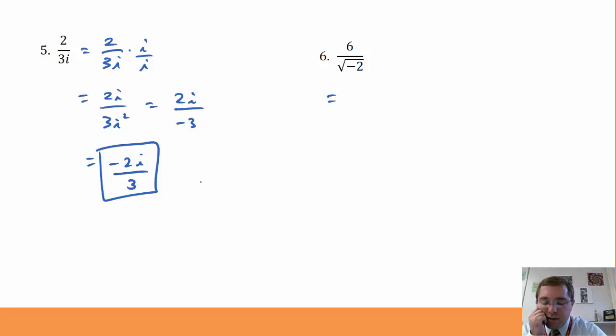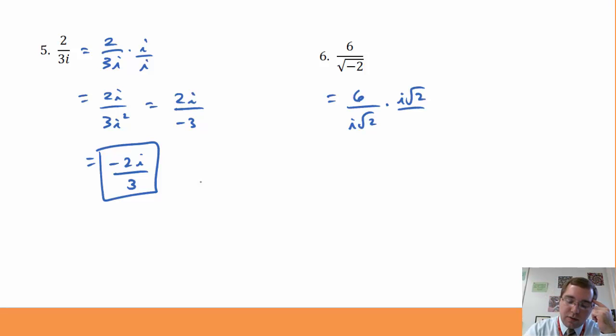Number 6, 6 divided by the square root of negative 2. Let's get it in terms of i. The square root of negative 2 is i times square root of 2. Okay? What do I need to multiply by? Well, I need to get rid of the i. I also need to get rid of the square root of 2. So I'm going to multiply by i square root of 2 over i square root of 2. That'll get rid of both of them.